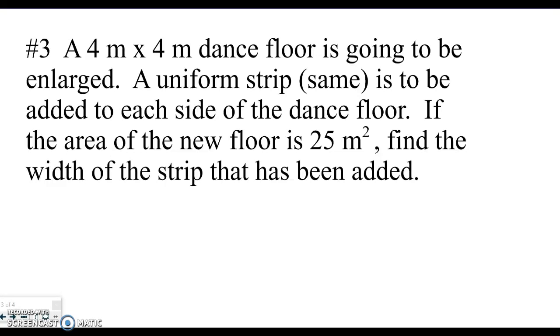All right, so let's continue with number 3. It says a 4 meter by 4 meter dance floor is going to be enlarged. A uniform strip is to be added to each side of the dance floor. If the area of the new floor is 25 meters squared, find the width of the strip that has been added. Okay, so again, let's draw a picture.